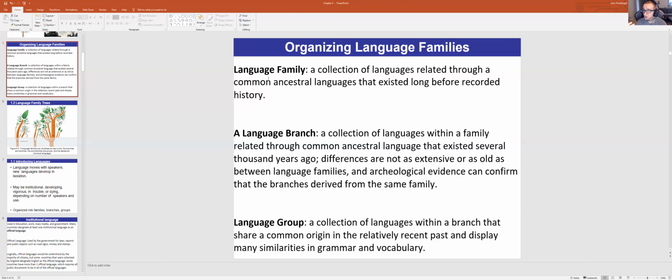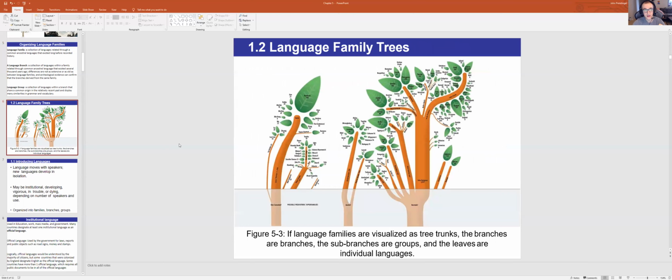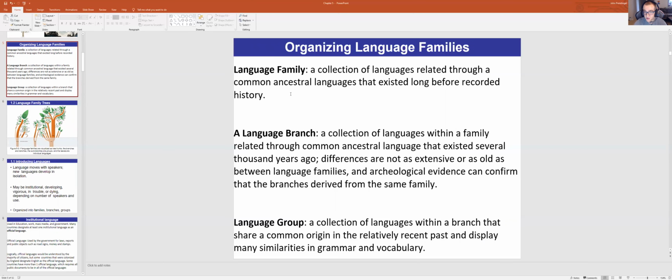It's the same way if you want to think about it like a family of 4 people, right? The differences between them are not as different as the differences between families. And lastly, we have a language group, which we can think of as the leaves, right? A language group is also a collection of languages within the branch. So remember, branches are within families, and then groups are within the branches, right? It's a collection of languages within a branch that share a common origin, or hearth, right, from chapter 4, in the relatively recent past, and display many similarities in grammar and vocabulary.